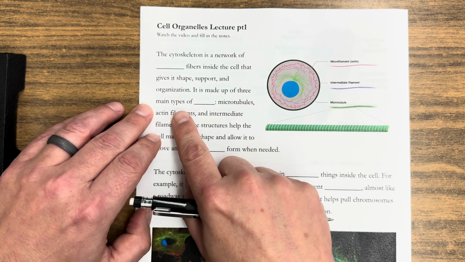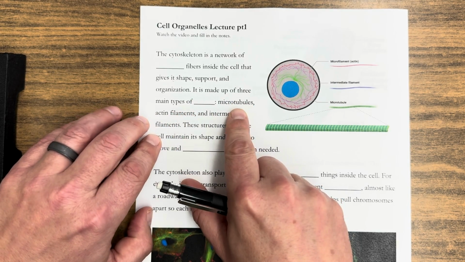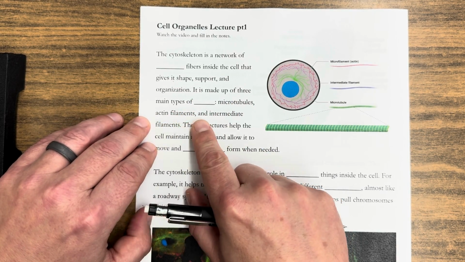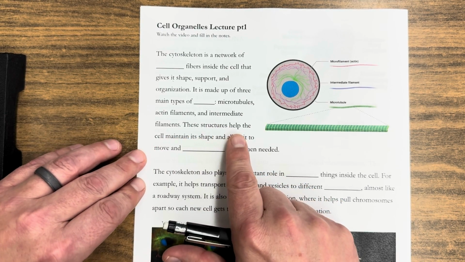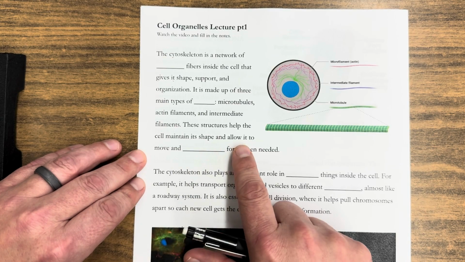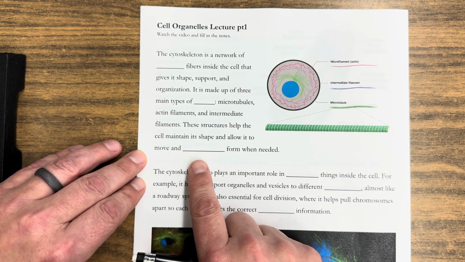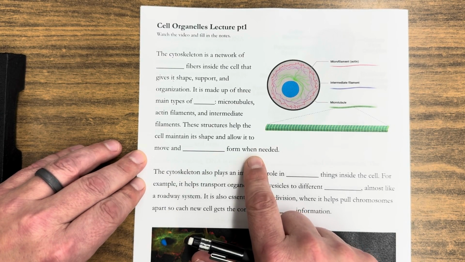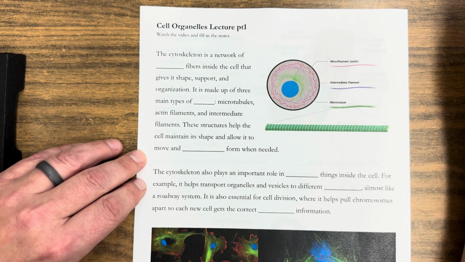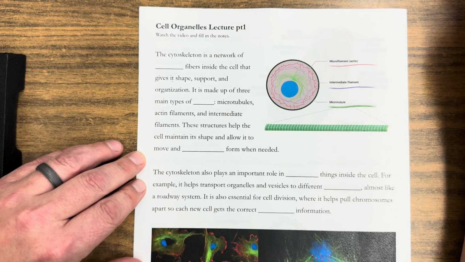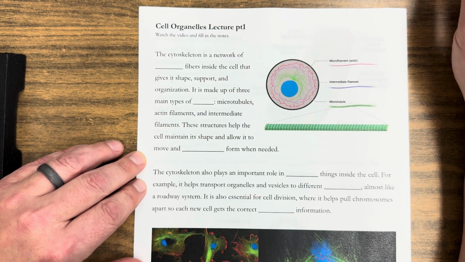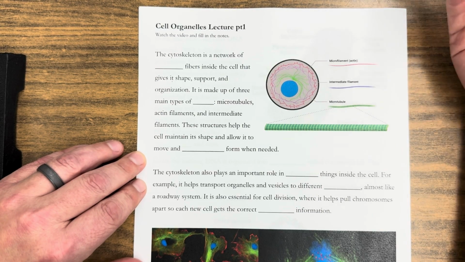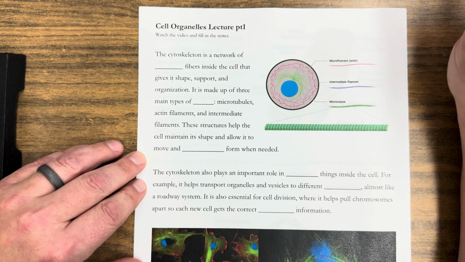It is made up of three main types of fibers: microtubules, actin filaments, and intermediate filaments. These structures help the cell maintain its shape and allow it to move and change form when needed. We'll find that the cell can go through a lot of different forms as it reproduces or duplicates, and cytoskeleton fibers play an important role in all that.